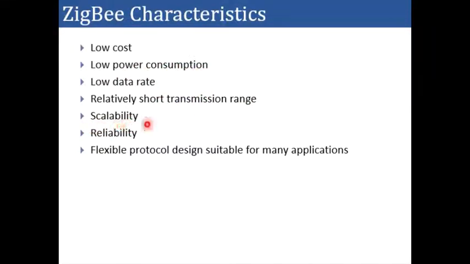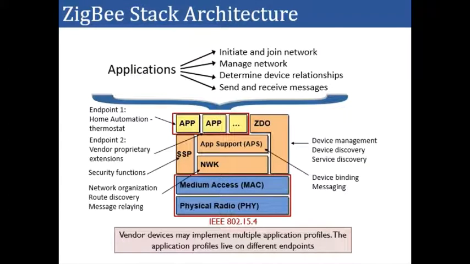A scalable solution, you can build a solution by adding multiple Zigbee devices, and the mesh network created by the Zigbee devices is the scalable solution. Reliability is more because, being a mesh network, the data can be communicated through various alternative paths if one path is blocked. Flexible protocol design which is suitable for many applications.